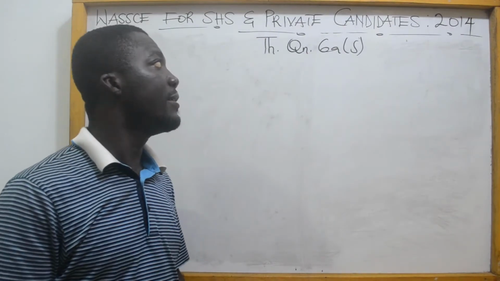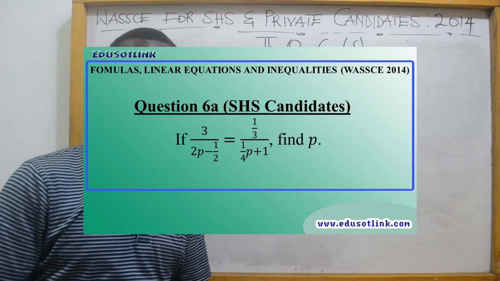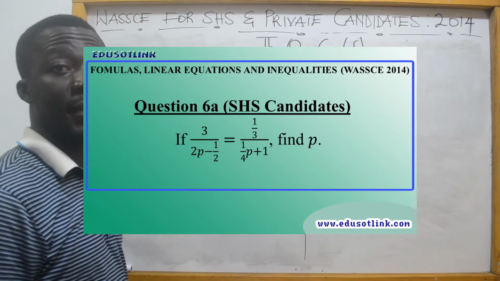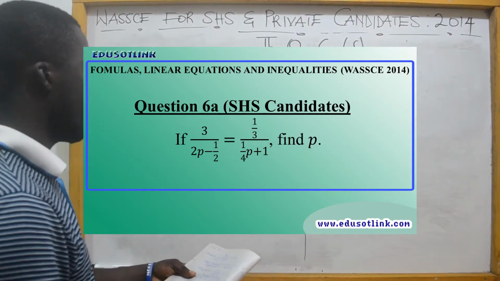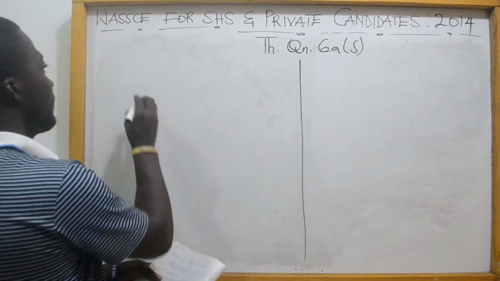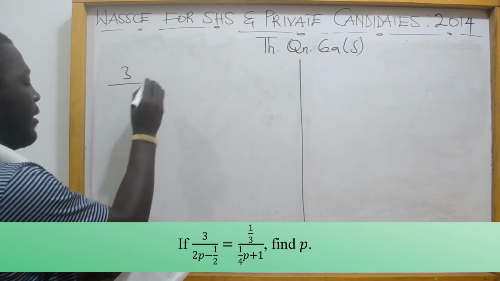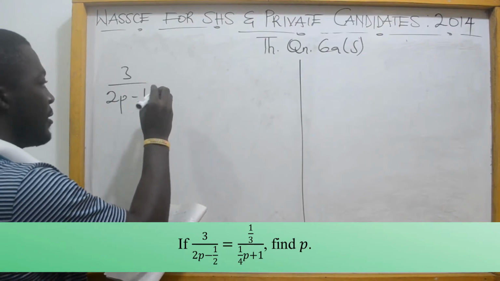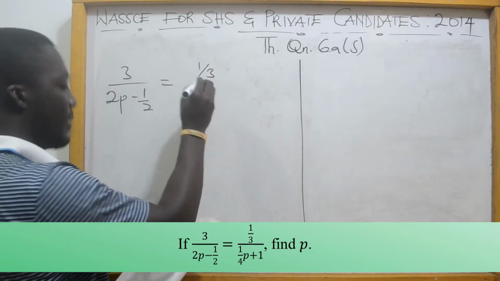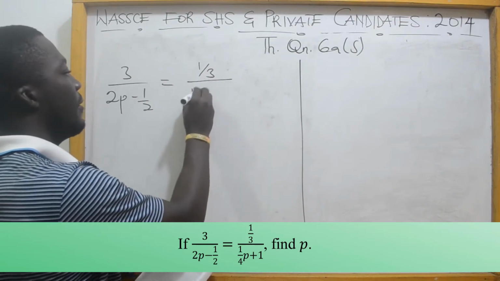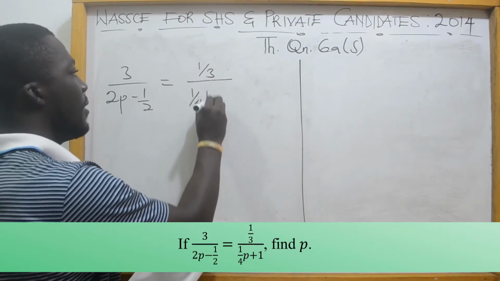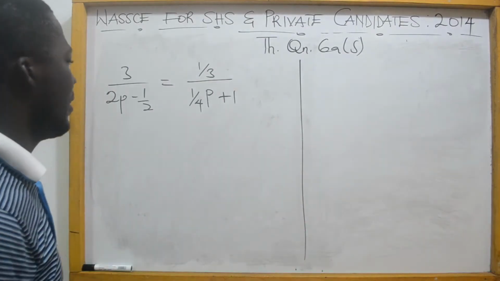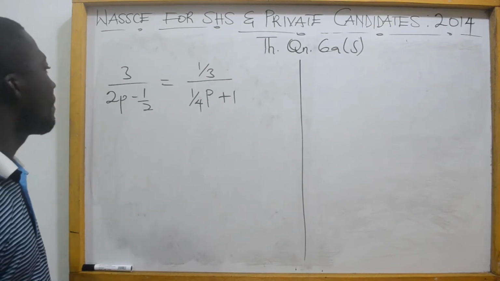Theory question 6a for SHS candidates. The theory question 6a. Now let's see. If 3 divided by 2p minus half is equal to 1/3 divided by 1/4 p plus 1. We have to find p. So let's try to find p.